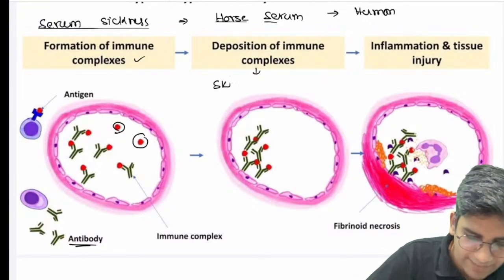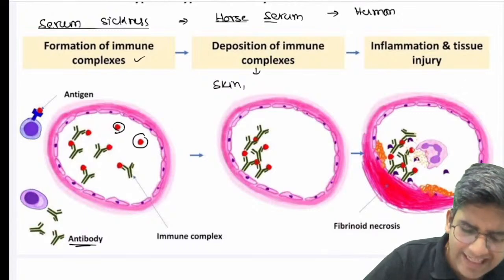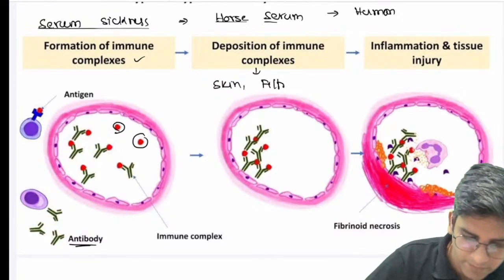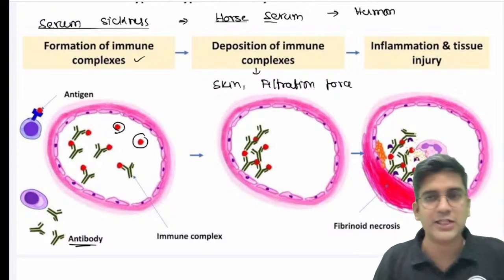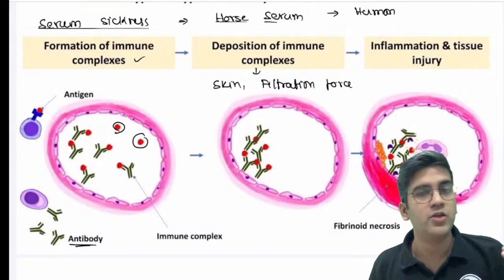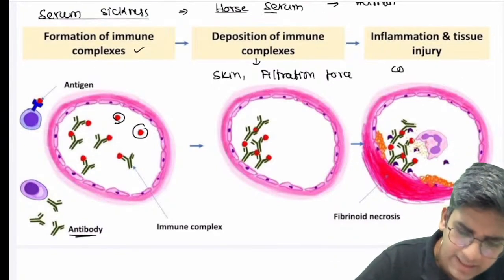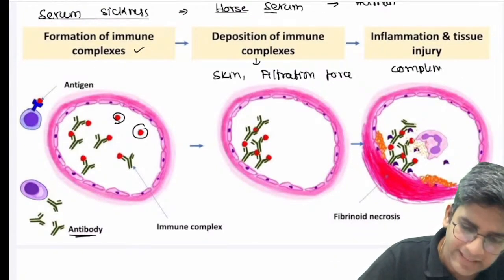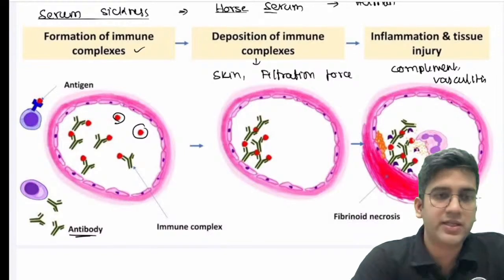One obviously will happen in skin because of the hairpin shaped bend. Second, it will happen anywhere there's a filtration force. That's why SLE, serosa, joint space, your kidney, wherever there's a filtration force, it gets deposited. Once it gets deposited, again the same thing, complement activation and inflammation and vasculitis. Type 3 is undoubtedly vasculitis, right?